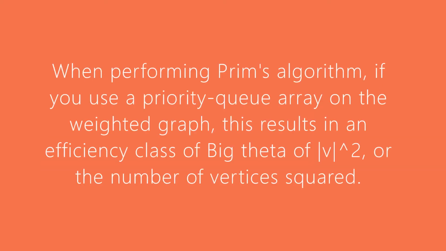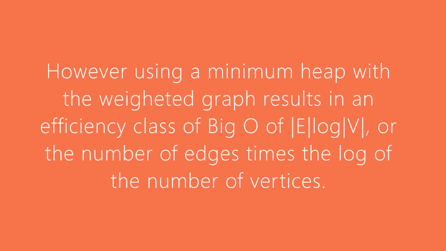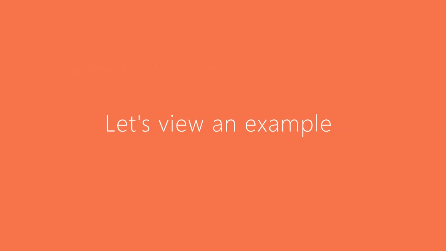When performing Prim's algorithm, if you use a priority queue array on the weighted graph, this results in an efficiency class of big theta of v squared, or the number of vertices squared. However, using a minimum heap with the weighted graph results in an efficiency class of big O of e log v, or the number of edges times the log of the number of vertices. So let's view an example.